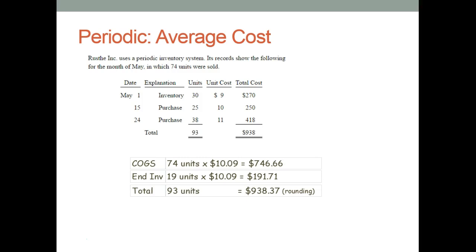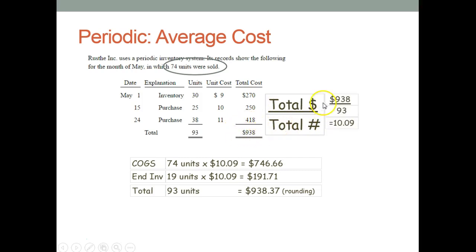So the thing about average cost is you want to remember the formula: total dollars over total units. So we're going to do the math for $938 over 93 units. Our average cost is $10.09. So the easy thing about cost is you take cost of goods sold, we sold 74 units, times that average cost of $10.09 equals our total cost of goods sold, $746.66.